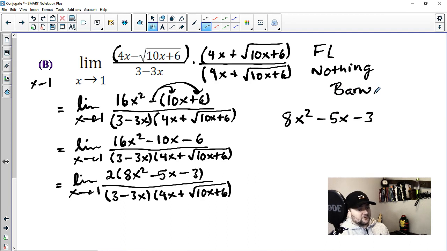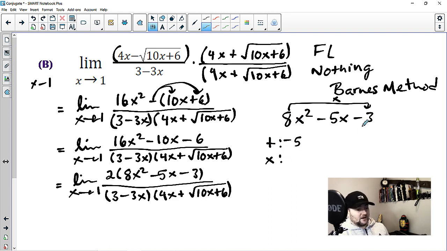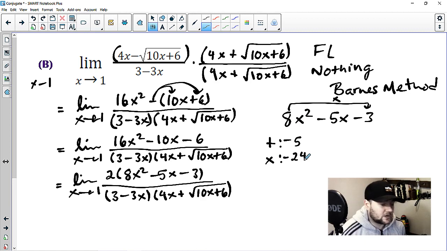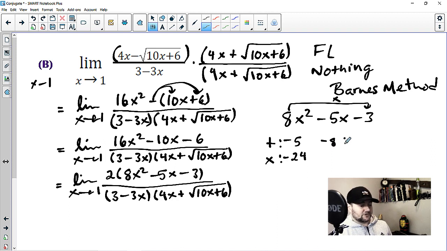All right, so technically it's the Barnes-Fury method, and if you know Miss Fury, which I'm sure some of you do not, she's amazing, and we share a method, but I'm stealing it for today, Barnes method only. So it's what adds to give me the middle term, -5, and multiplies to give me 8 times -3, which is -24. Okay, so I need to figure out two numbers that make that work. So the two numbers would be -8 plus 3 is -5, and -8 times 3 is -24.